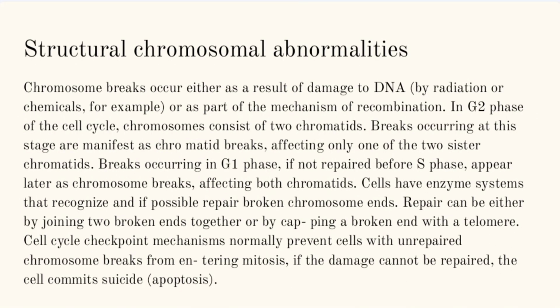Structural chromosomal abnormalities. Chromosome breaks occur either as a result of damage to DNA by radiation or chemicals, for example, or as a part of the mechanism of recombination. In G2 phase of the cell cycle, chromosomes consist of two chromatids. Breaks occurring at this stage are manifest as chromatid breaks affecting only one of the two sister chromatids. Breaks occurring in G1 phase, if not repaired before S phase, appear later as chromosome breaks affecting both chromatids. Cells have enzyme systems that recognize and, if possible, repair broken chromosome ends. Repair can be either by joining two broken ends together or by capping a broken end with a telomere. Cell cycle checkpoint mechanisms normally prevent a cell with an unrepaired chromosome break from entering mitosis. If the damage cannot be repaired, the cell commits suicide.